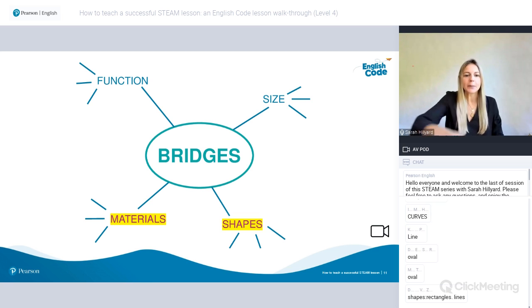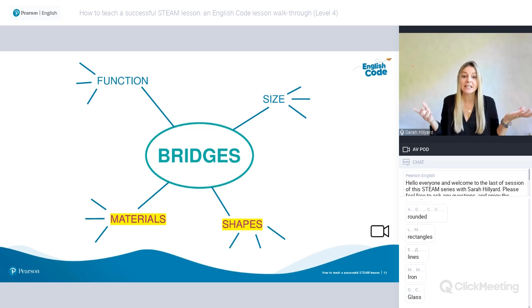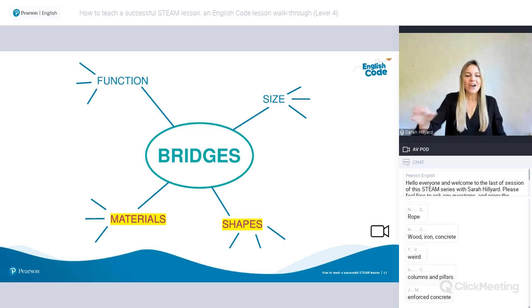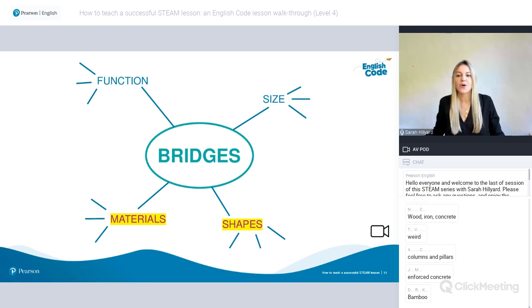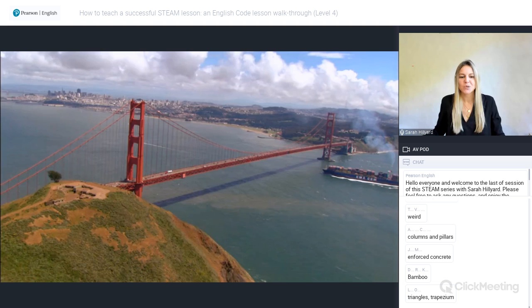Good. Okay. So, steel and concrete are the most popular choices for modern bridges, for modern bridge construction, but other materials could include wood, iron, which is a different type of steel, plastic even, very strong plastic, and stone. Bridges also contained rope in the olden times mainly. So we're going to now watch a video about strong bridges. So pay attention and let's have a look at this video about strong bridges.